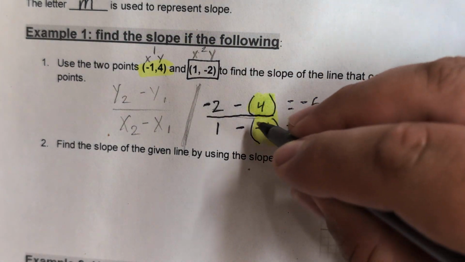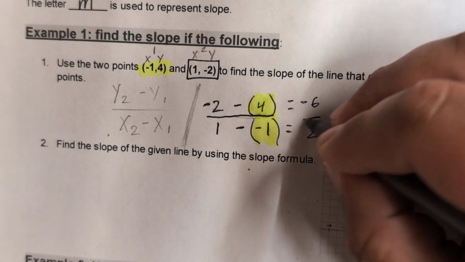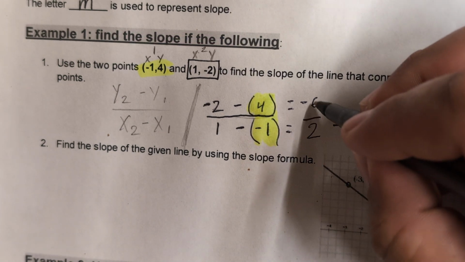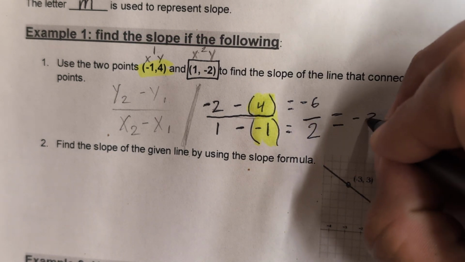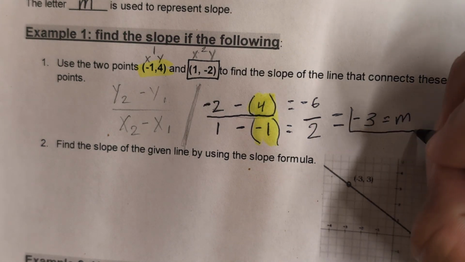And then 1 minus -1, that's the same thing as 1 plus 1, so that will be 2. All right, I'm going to simplify this. -6 over 2 is going to give me -3. So -3 is equal to slope.